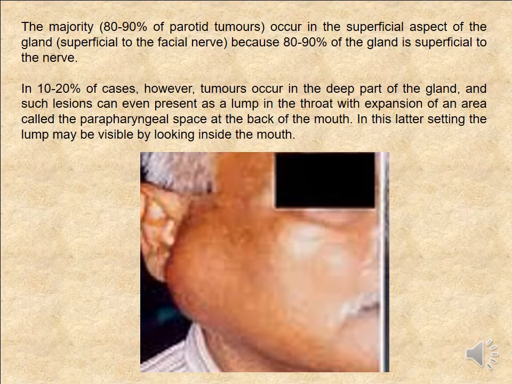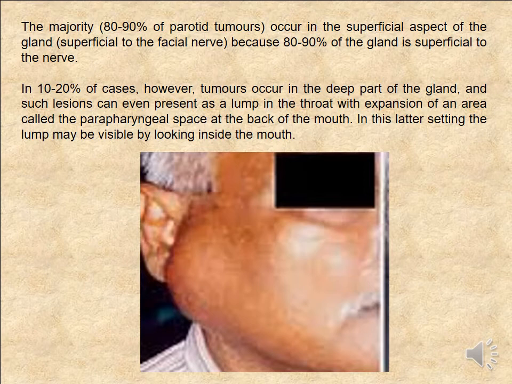The majority, about 80 to 90% of parotid tumors, occur in the superficial aspect of the gland, superficial to the facial nerve, because 80 to 90% of the gland is superficial to the nerve. We divide the parotid gland, if you remember, into two parts, superficial and deep, and what divides it is the passing of the facial nerve within the mass of the gland. The majority of the gland is superficial, so the mass will be superficial more than deep.